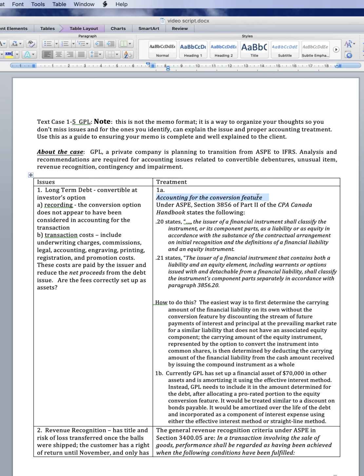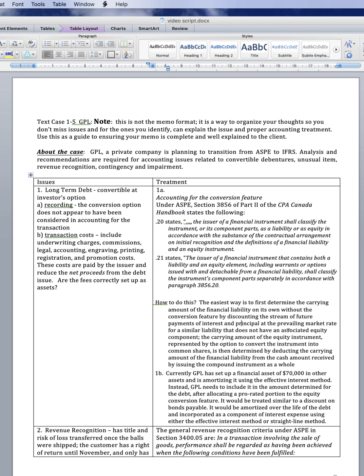So in dealing with the conversion feature, which is this guy here, right? The easiest way to do it is to figure out what the bond on its own without the conversion feature would be trading at in the marketplace, right? And calculate the present value, or discount the stream of future payments of interest and principal. So to me, that's the present value of the bond alone.